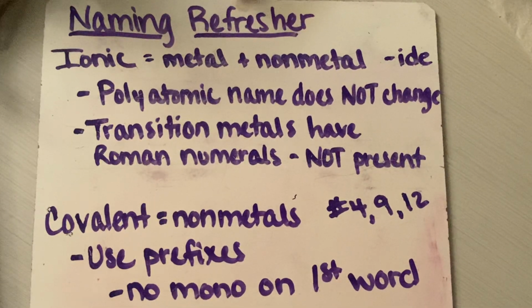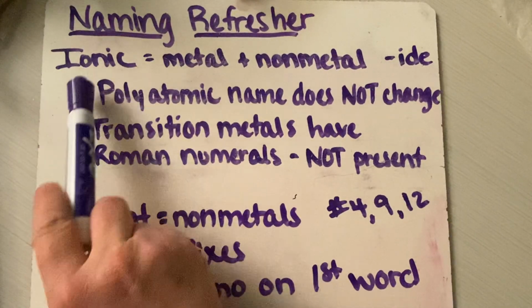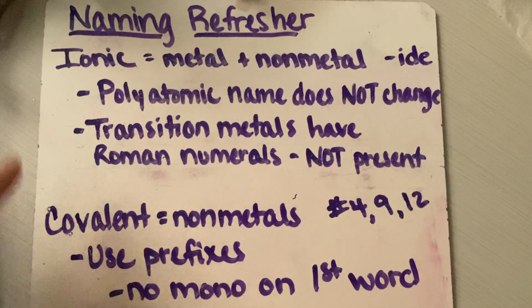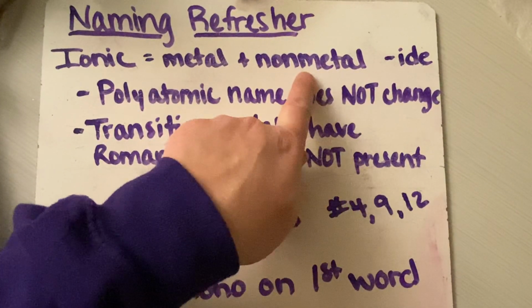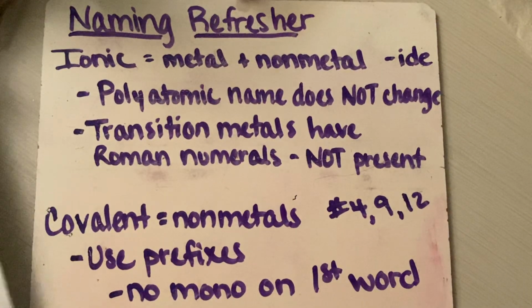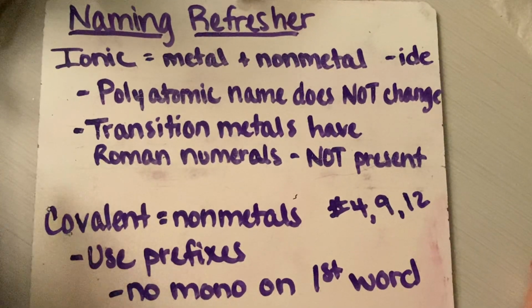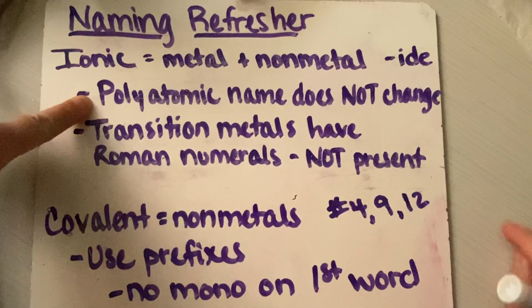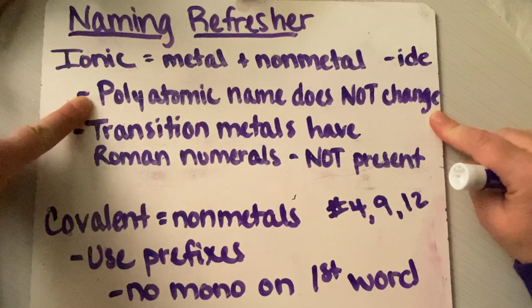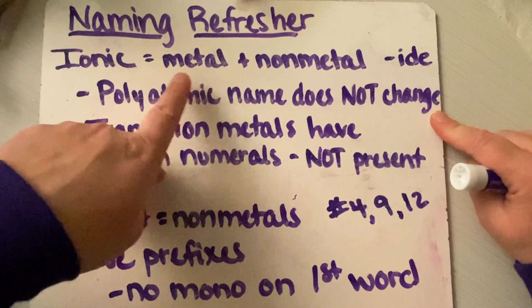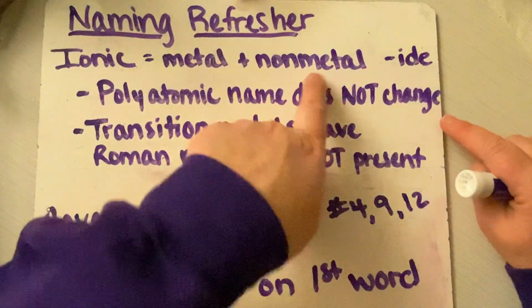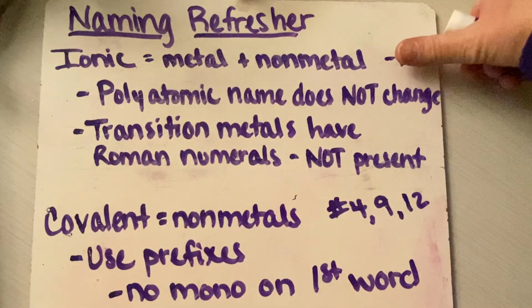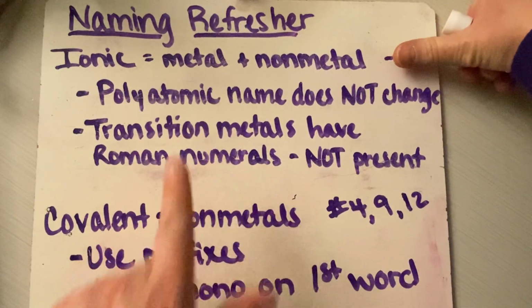All right, we're gonna go through a little naming refresher here so that you can finish your assignment. So remember, we have ionic and covalent names. The ionic is going to be just the metal with the nonmetal, and then you're changing the nonmetal ending to "ide." That's it. Now keep in mind, if there are polyatomics in it, the polyatomic name does not change. So whether the polyatomic comes first as the cation, it's going to stay the same, or if it's the ending, the anion, you're not worrying about this "ide" part if you have a polyatomic.